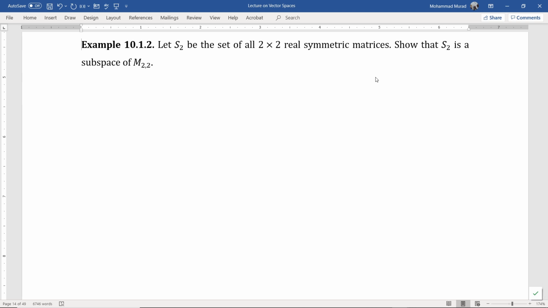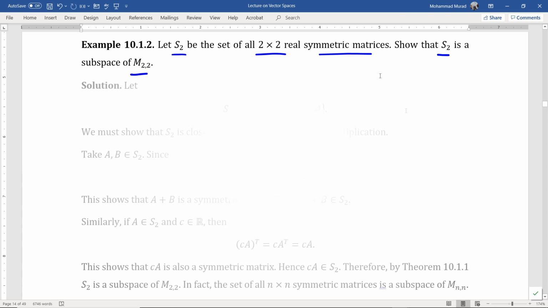Let's have a look at the next example. Let S sub 2 be the set of all 2 by 2 real symmetric matrices. We want to show that the set is a subspace of the set M2,2. Recall that M2,2 is the set of all 2 by 2 matrices. Let's have a look at the solution.